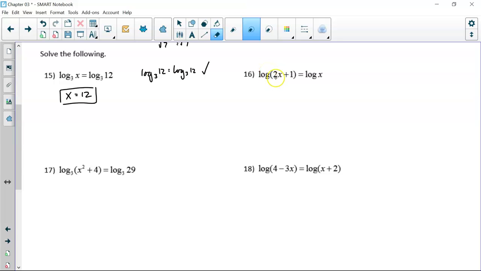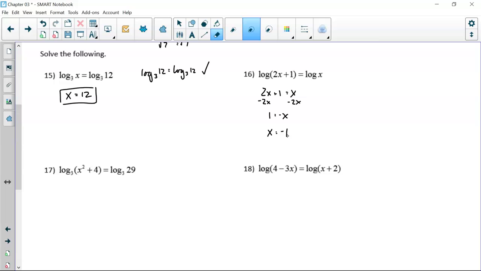Number 16. There's no base shown. When the base isn't shown, it's log base 10. So for 16, the bases are the same. They're both base 10. So we can set 2x plus 1 equal to x. Subtract 2x from both sides. 1 equals negative x, so x equals negative 1.